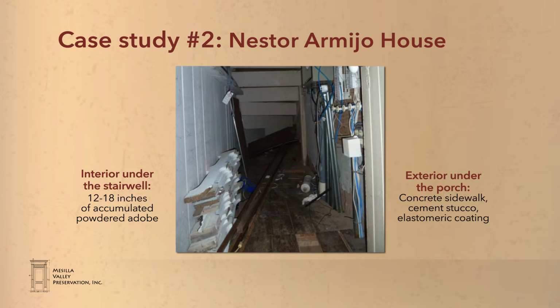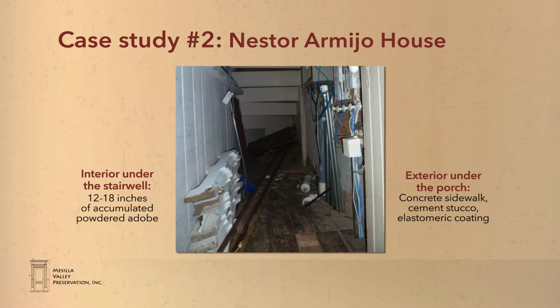Our second case study comes from the Nestor Armijo house in Las Cruces, New Mexico. This photo shows one of the worst areas of salt attack. That brown pile you see in the back under the stairwell is literally powdered adobe, and it is about 12 to 18 inches high at its deepest. Interestingly, this dramatic salt damage was occurring at the inside surface of the wall. This is the opposite of what we normally expect.